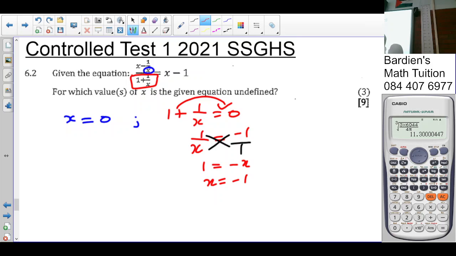So when is the given equation undefined? It will be undefined if x is equal to 0 or x is equal to negative 1. Either one of those two, it will be undefined.